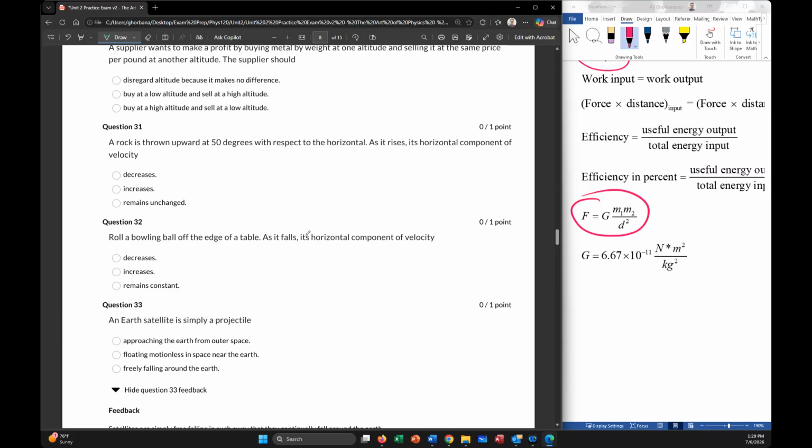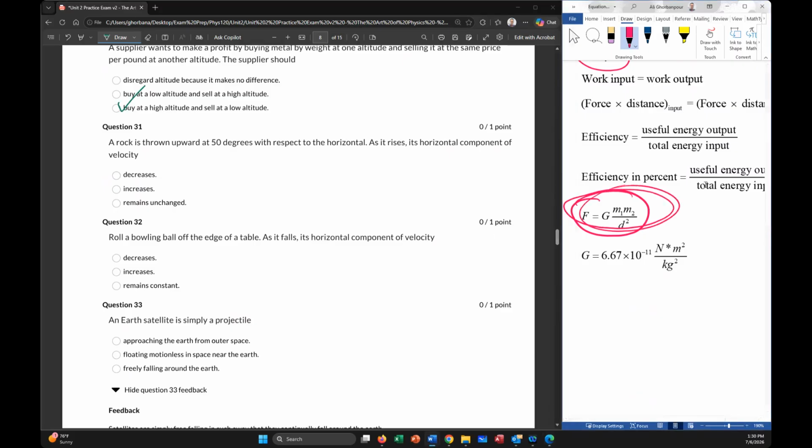If you want to make a profit, so if you want to buy by weight, you go to the higher altitude or lower altitude? Higher altitude is going to be less price, because the weight decreases. And then if you sell it, you will come down to the ground to sell it. So what is the right answer then? Buy at high, sell it low. Right. There you go. Again, all of them is because of this force of gravity.